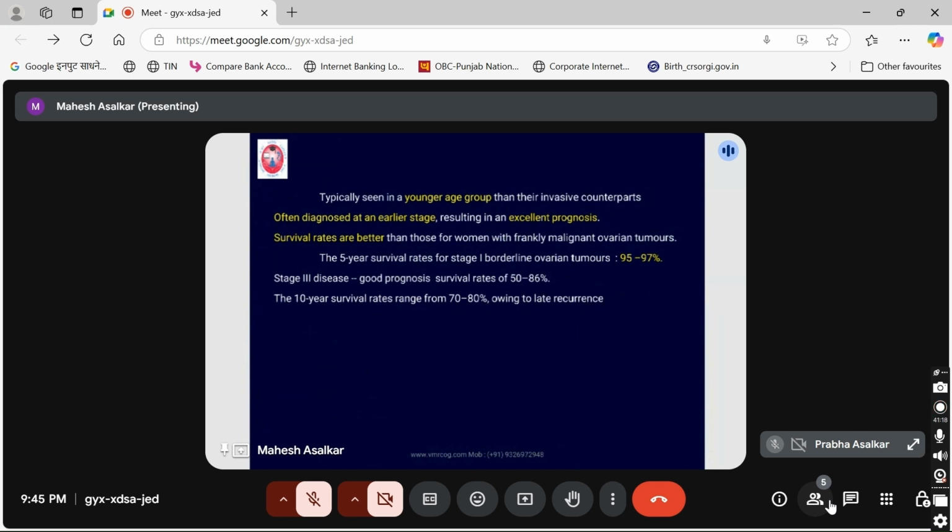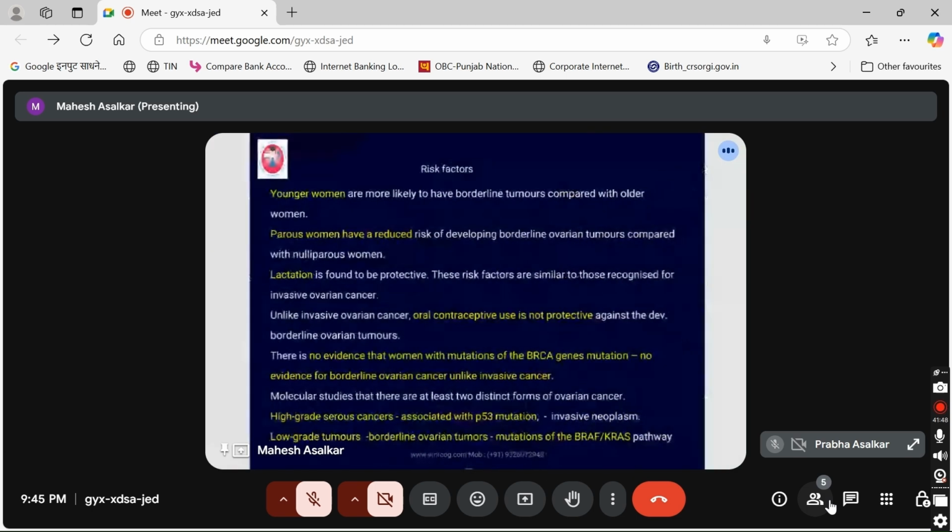The 5-year survival rate for stage 1 borderline ovarian tumors is 95 to 97%, and for stage 3 disease it is around 50 to 86%. The 10-year survival rate is also high, 70 to 80%. Sometimes they ask you about the survival rate, especially in part 2. So again, 5-year survival rate for borderline stage 1 tumor is 95 to 97%, for stage 3 it is 50 to 86%, and 10-year survival rate is 70 to 80%.